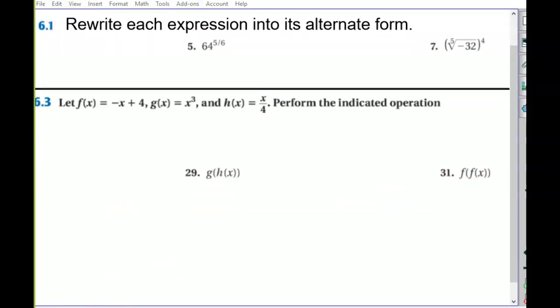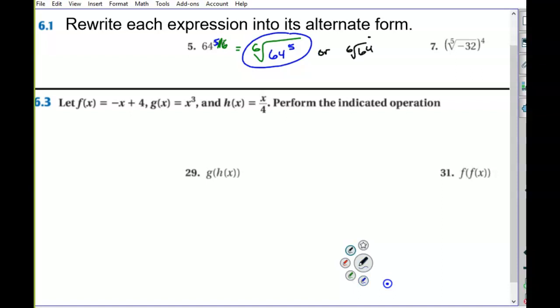Okay, so for the first two, we just have to rewrite in the alternate form. So here's the way I think of this. Think of this divide by 6 as the 6th root. And then the 5th power can be written inside, so this is one of your answers. Or, we haven't done a lot with this, you could also pull that 5th power on the outside. So either of those are perfectly acceptable.